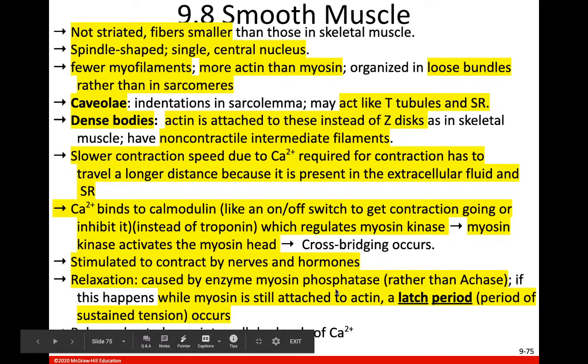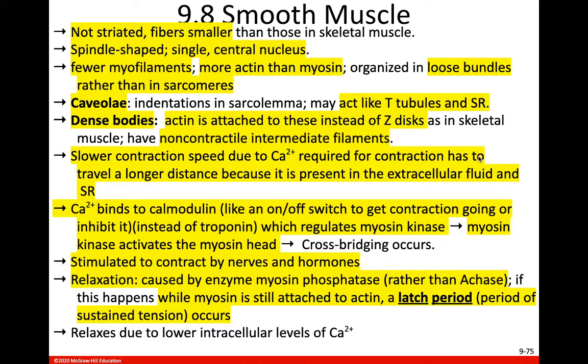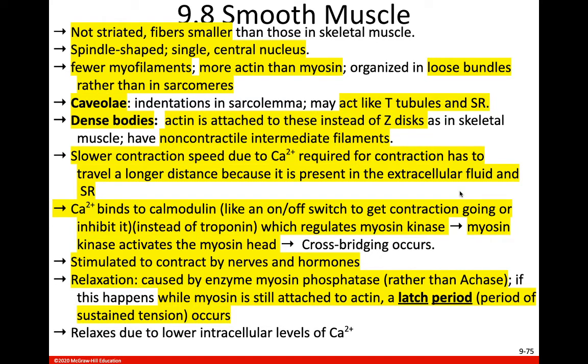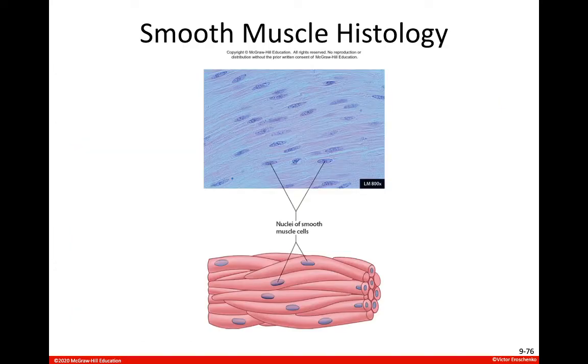If myosin phosphatase is acting while myosin is still attached to actin, then you end up with what's called a latch period, which is a period of sustained tension in the smooth muscle. And then relaxation will also occur whenever the calcium starts moving. I don't know if it's pumped out or diffuses out, but anyway, when it goes back outside of the cell, lower intracellular levels of calcium will also result in relaxation.